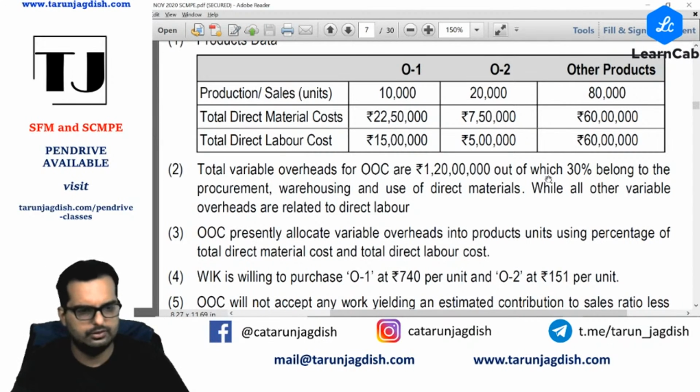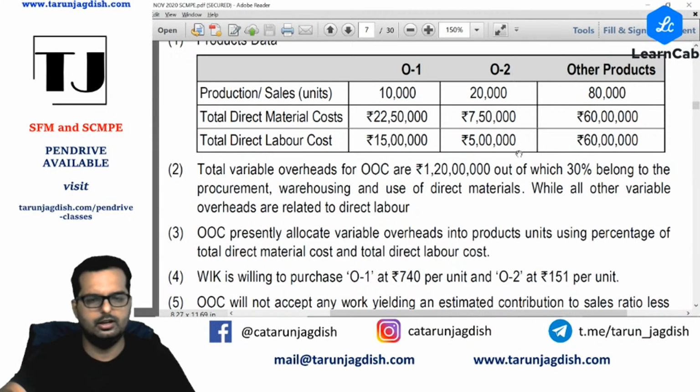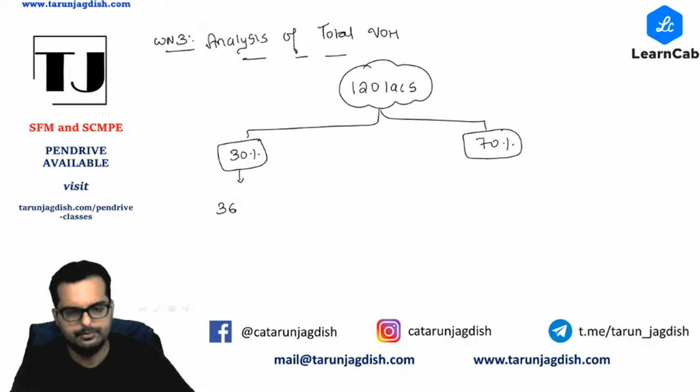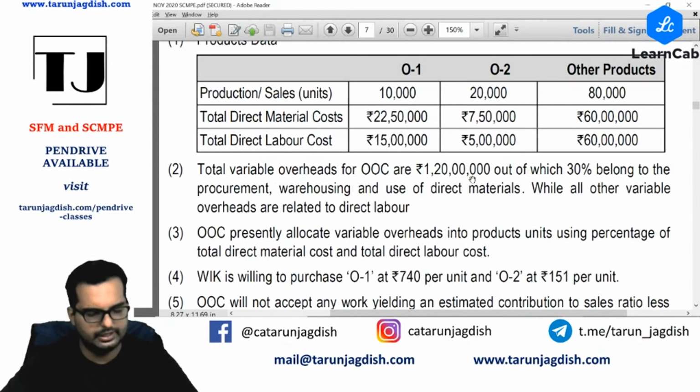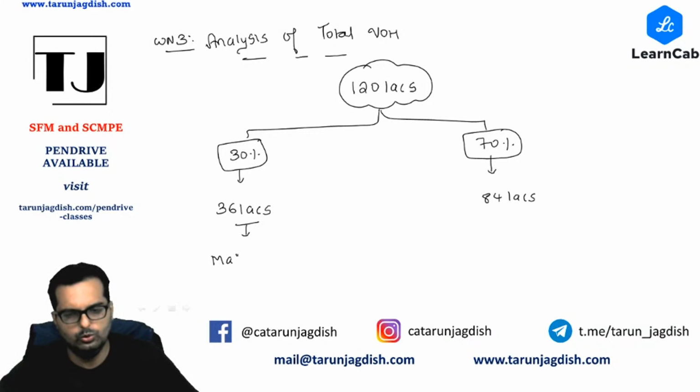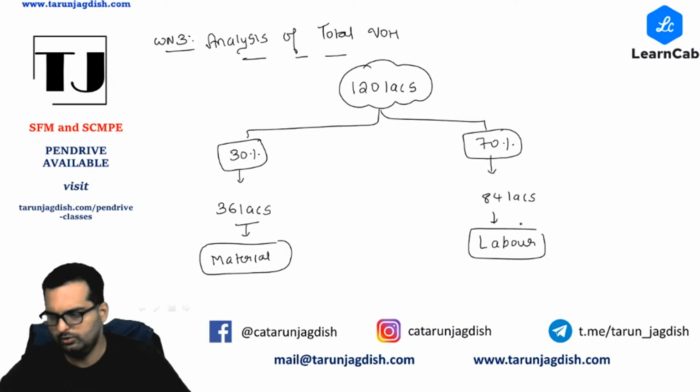Alright. So now everybody interact with me. How much is 30% turning out to be of 120 lakhs? Is that turning out to be 36 lakhs? And 70% turns out to be how much? 120 into 0.7 would be how much? 84 lakhs. Okay, 84 lakhs. This is what is attributable to material. Okay, and this one is attributable to labor. Can you please write down this in your books now?